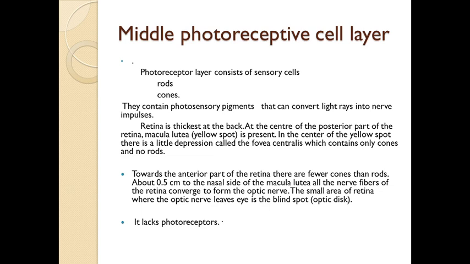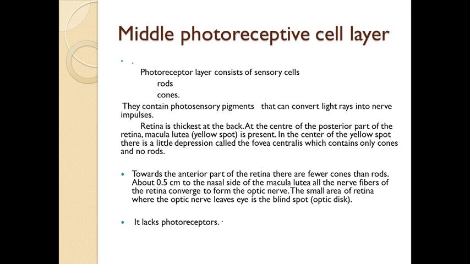In the center of the yellow spot, there is a little depression called the fovea centralis, which contains only cones and no rods. That means when the retina is considered, the posterior portion of the retina is thickest. The lateral portions are relatively thinner than the posterior portion. Then at the center of this posterior part, there is an area called the yellow spot or macula lutea. At the center of the yellow spot, there is a little depression called the fovea centralis, and it contains only cones and no rods. That means they participate in color vision only.